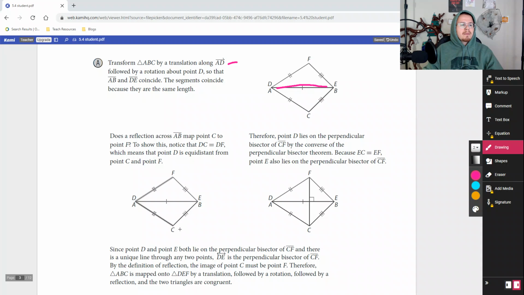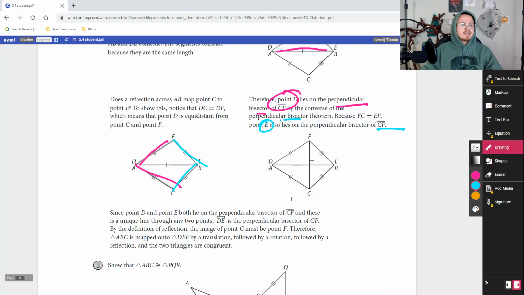Does a reflection map C to F? That's the question. To show this, notice that DC is congruent to DF, right? Which means that point D is equidistant from C and F. Therefore, and this ties back to something we talked about before, point D lies on the perpendicular bisector of CF by the converse of the perpendicular bisector theorem. So because EC is equal to EF, point E also lies on the perpendicular bisector of CF.